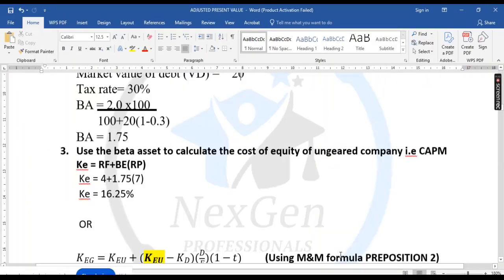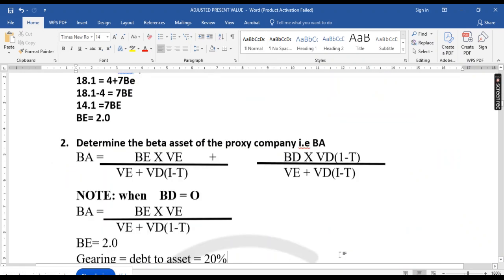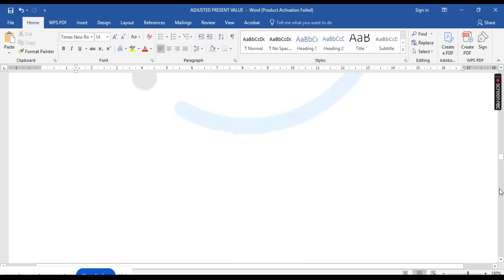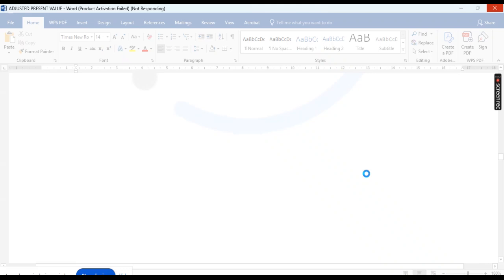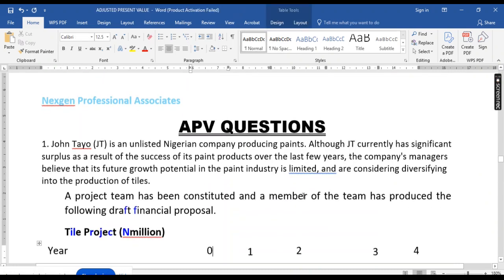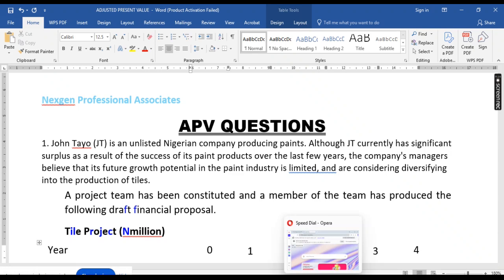Okay, I think I'll be able to do that. Rachel. Okay, sir. John Tayo JT is an unlisted Nigerian company producing paint. Although JT currently has significant surplus, the result of the success of its paint products over the last few years. The company's managers believe that its future growth potential in the paint industry is limited and are considering diversifying into the production of tiles. A project team has been constituted.